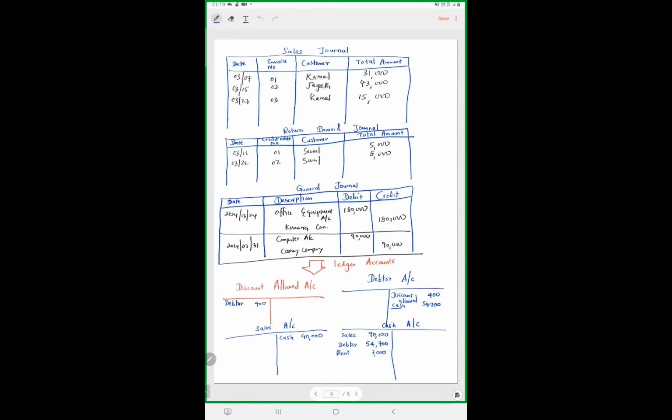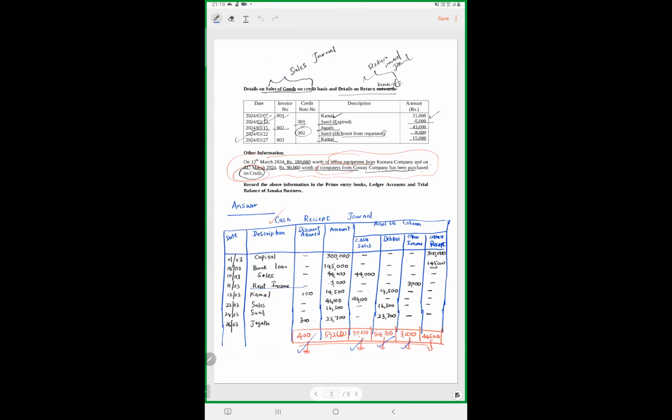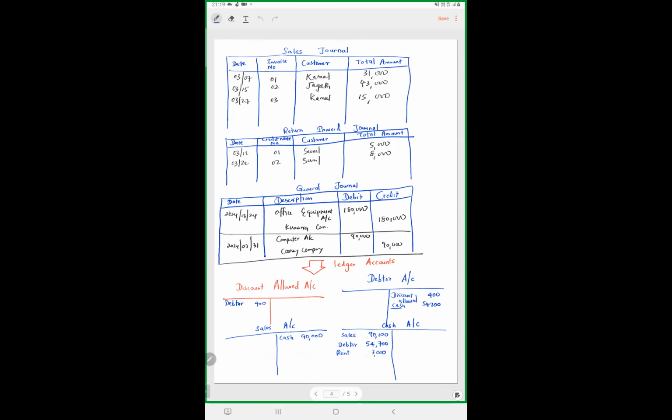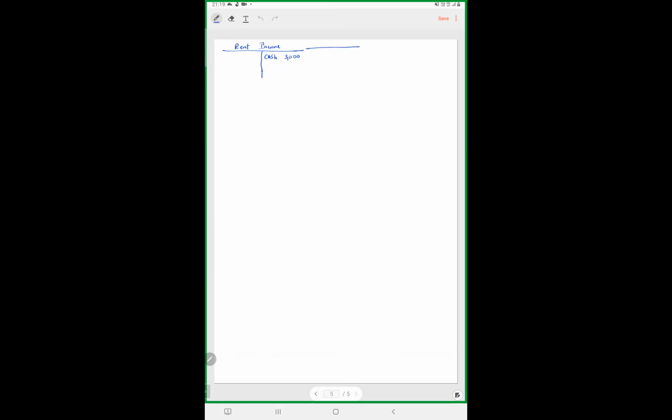And next, we are receiving money from other receipts. We need to recognize all the other receipts. The first one is capital. We are receiving money from capital. Therefore, cash account debit, 300,000 capital. Then you need to create the capital account, and credit cash 300,000.